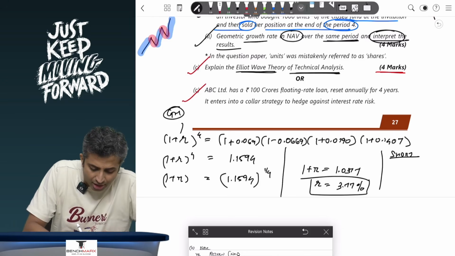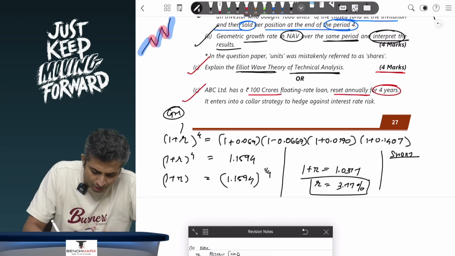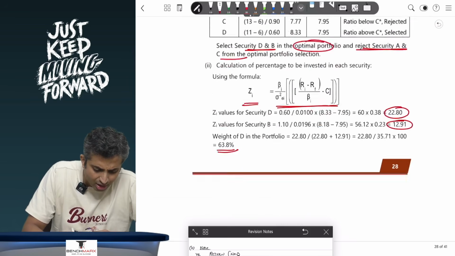Now, ABC has a 100 crore floating rate loan, and it resets annually for 4 years. Okay. It enters into a collar strategy to hedge against interest rate risk.